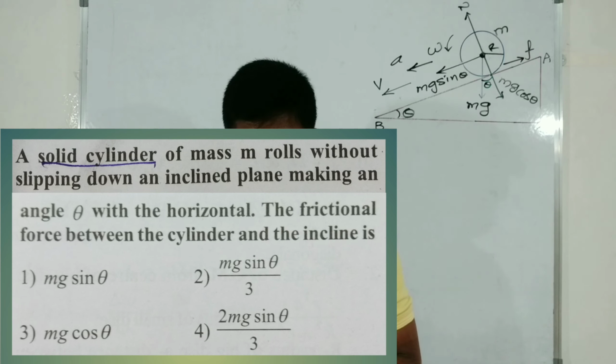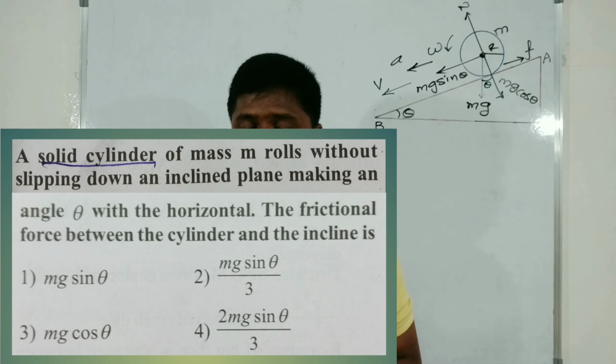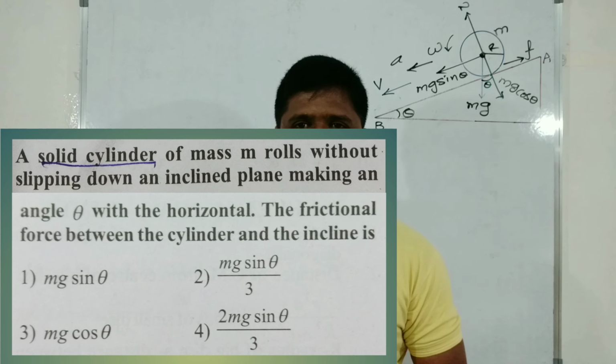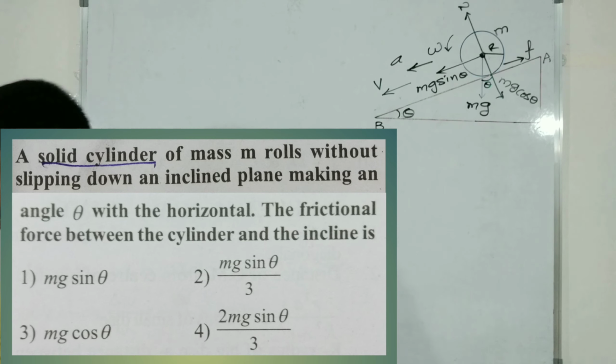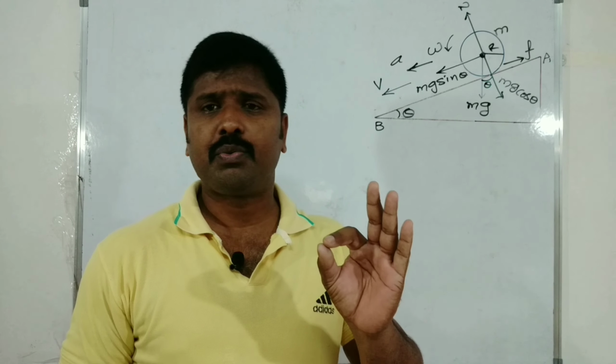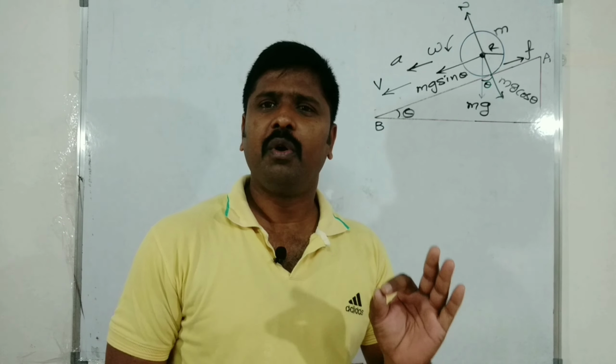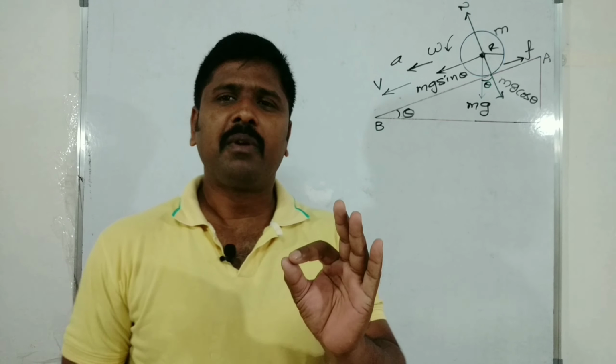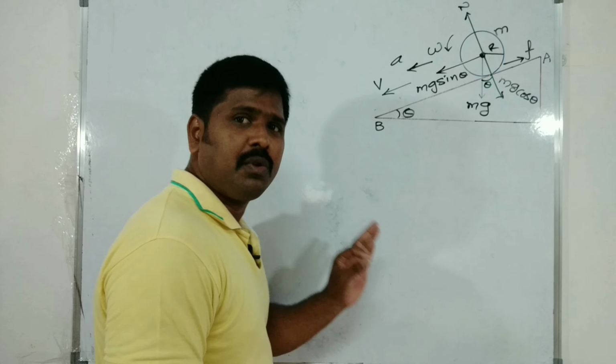A solid cylinder of mass m rolls without slipping down on an inclined plane, making an angle theta with the horizontal. The frictional force between the cylinder and the inclined plane is... So here frictional force is asked. Okay, first I will write the formulas whatever we did in the last video. Please watch that video, then you can easily understand these numericals.